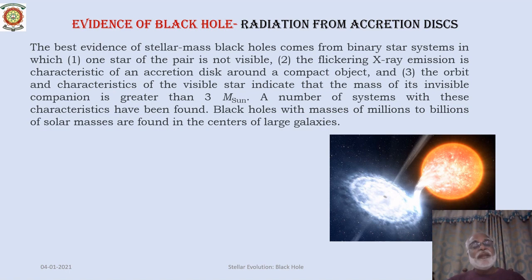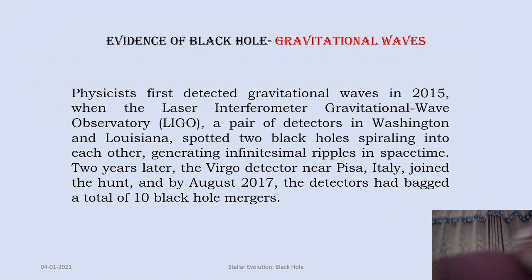The best evidence of stellar mass black holes comes from binary star systems, in which one star of the pair is not visible because it's a black hole. The flickering X-ray emission, which is characteristic of the accretion disk around this compact object, and the orbit and characteristics of the visible star indicate that the mass of this invisible companion should be greater than typically 3, 5, 7 solar masses. So a number of such systems have been found, and even black holes with millions of solar masses have been detected in the same way.